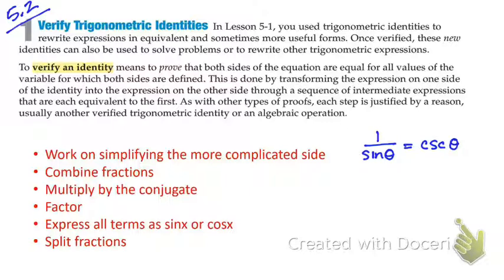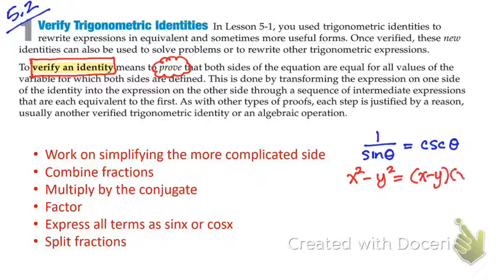And the goal is to do something called verifying the identity. Verify the identity. That means that your job is to prove that both sides of the equation are equal to each other. So for instance, can I show that x squared minus y squared equals x minus y times x plus y? That's a common algebraic expression or identity. We want to do the same thing with trigonometry.